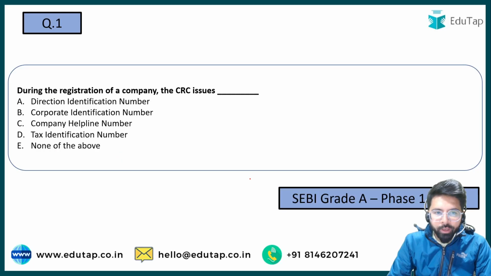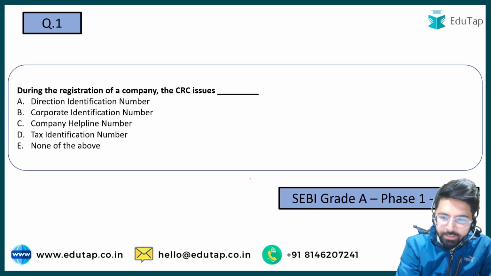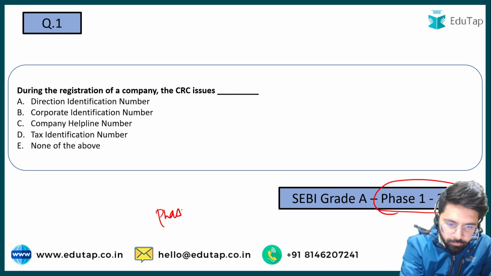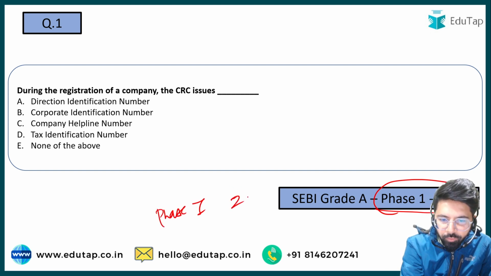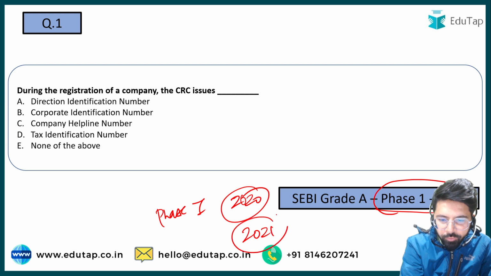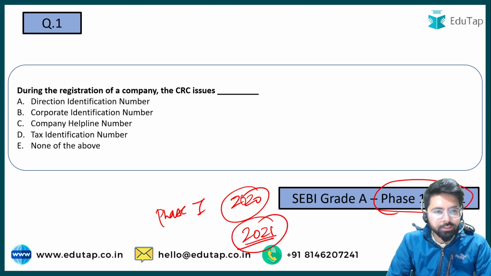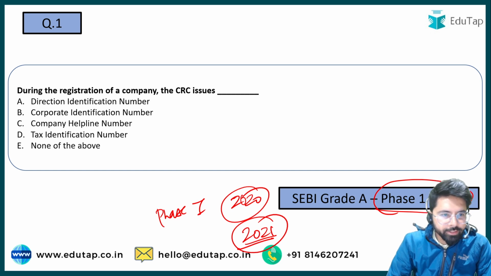Now let us move ahead with the questions of the Companies Act from the phase 1 examination. As you know, the examination is held in two phases, phase 1 and phase 2, and then we have the interview stage. The notification was out in 2020, but the examination was held in 2021. Since this was the first exam, very few questions were asked with respect to the Companies Act. So let us discuss this.